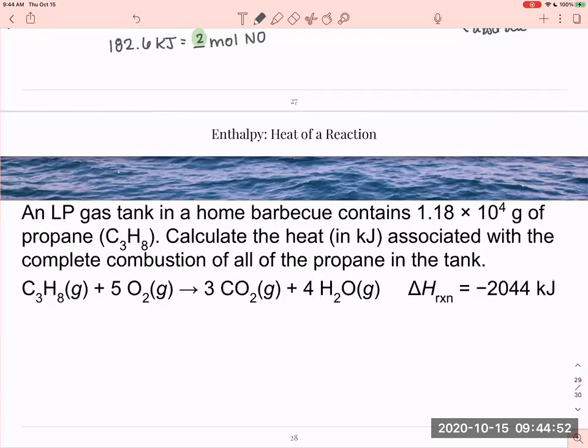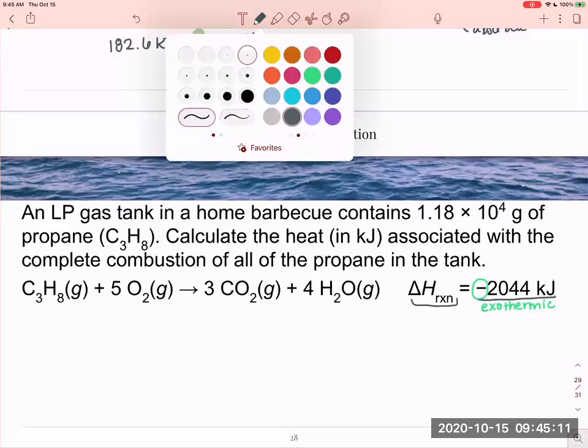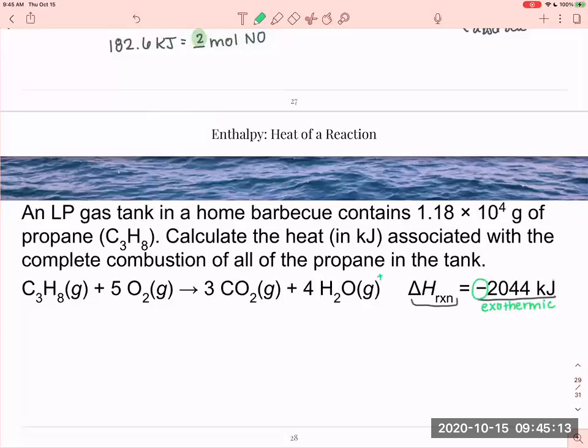So I'm given this enthalpy of the reaction here. Is this endothermic or exothermic? This is exothermic. How do you know this is exothermic? These are questions I'll ask you on an exam. I know this is exothermic because it is a negative, which means my energy is being lost, right? So I can think about my heat as a product, okay?